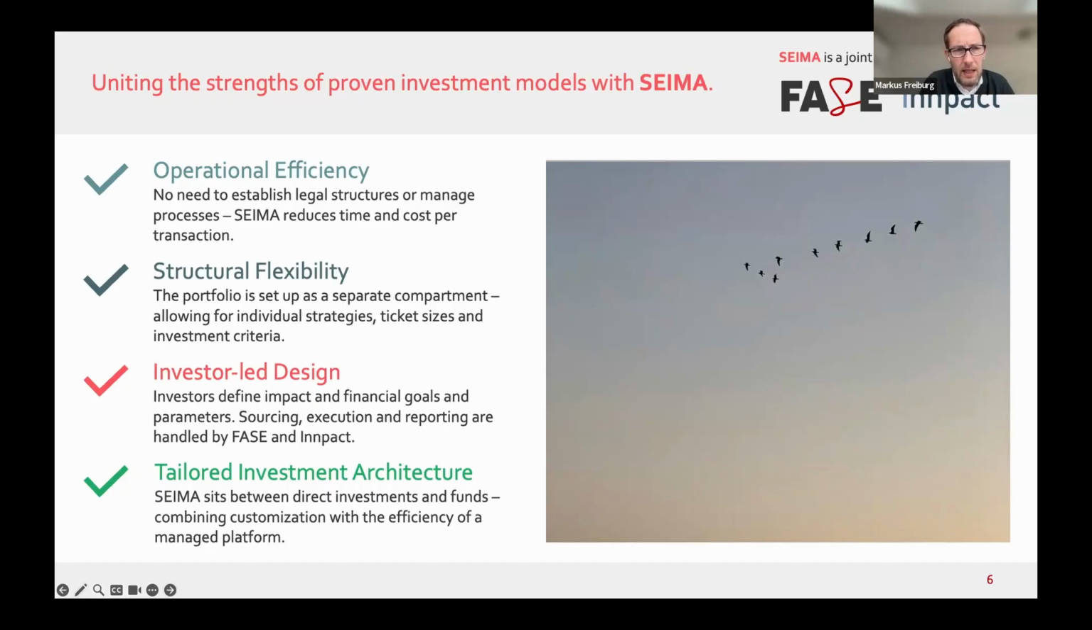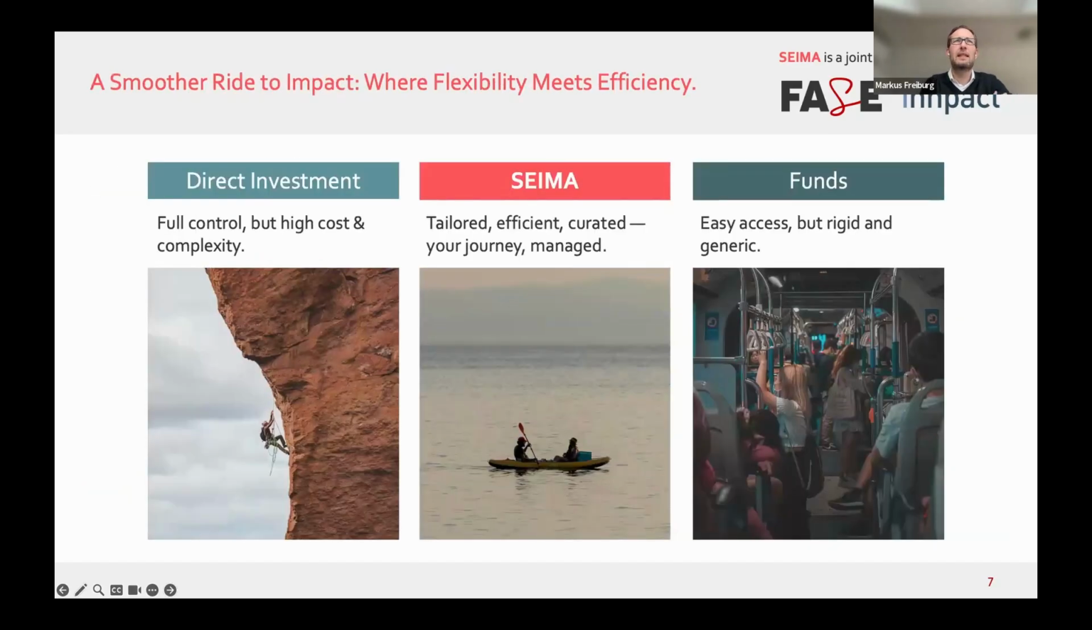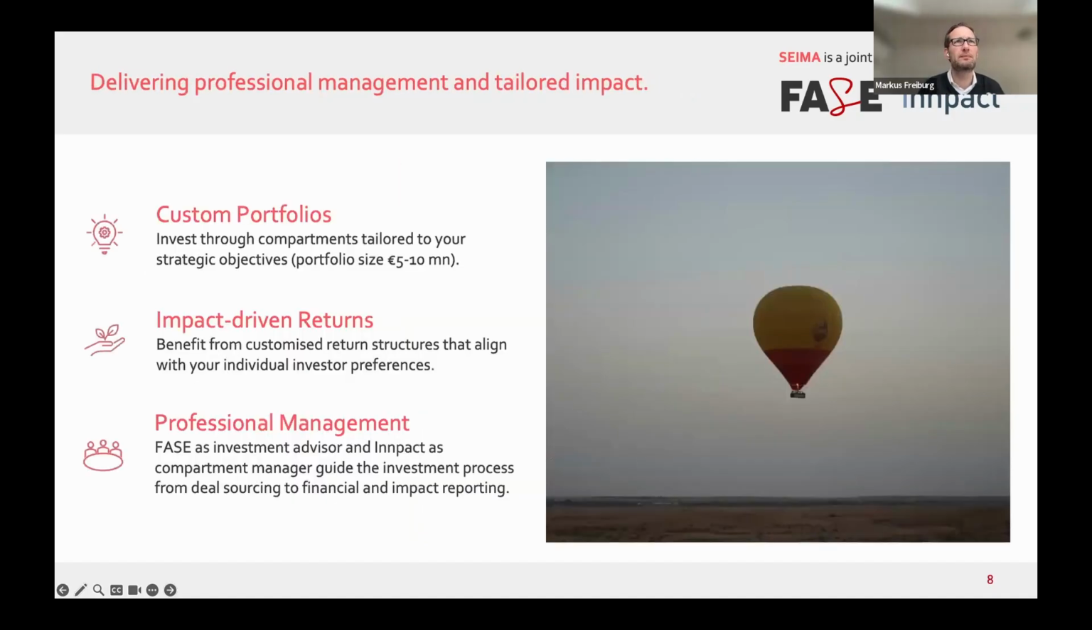And with that, it can really allow investors to build an investment structure that sits between direct investments and funds, because usually with direct investments, you have full control, but also high cost and high complexity if you execute it on your own, especially if you build significant portfolios. On the other hand, with funds, you have easy access, but usually you are not involved in the investment process, and it's difficult for you to say, okay, I only want to have certain sectors, but not others.